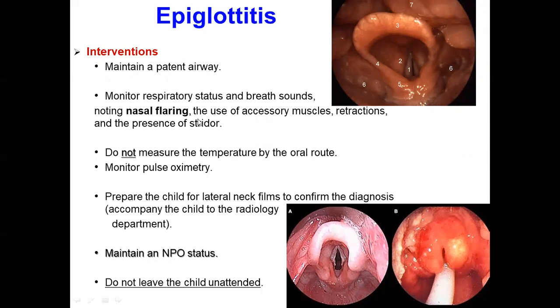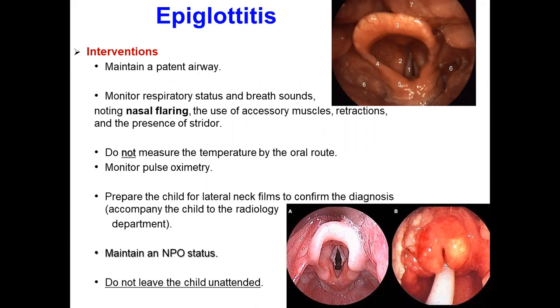Also, we do assessment first, looking for nasal flaring, use of accessory muscles, retraction, or when you put the stethoscope over the trachea, we can hear an added sound we call stridor. All of this indicates your patient has epiglottitis. So assessment is most important. Then go for nursing diagnosis. After the diagnosis, we go for implementation.